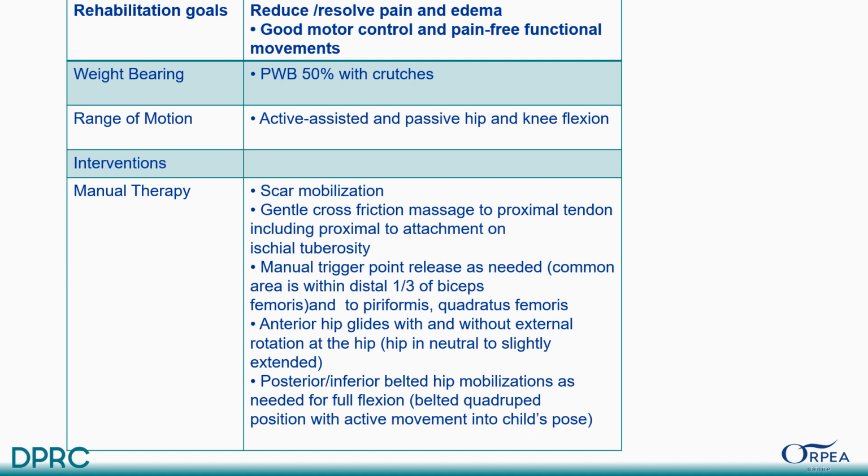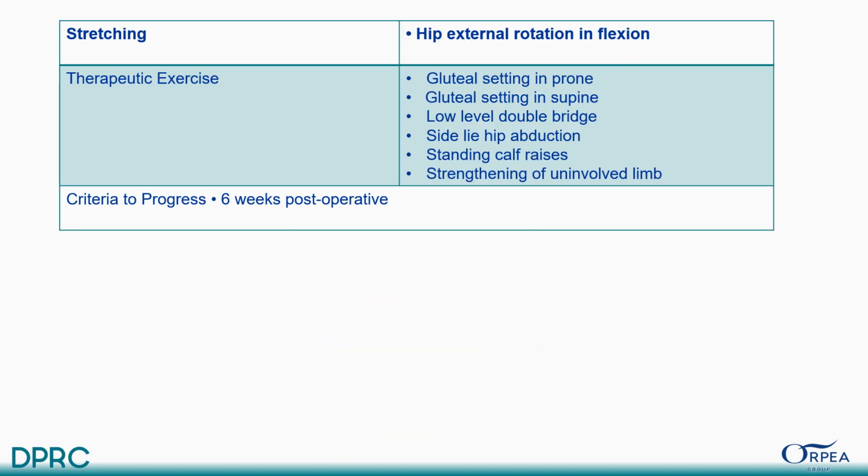Your manual therapy includes cross-frictional massage to the proximal tendon, including proximal to the attachment of the ischial tuberosity, trigger point releases to the hamstring muscles, anterior hip glides without external rotation, posterior or inferior belted hip mobilization as needed for full flexion. Stretching: hip external rotation and flexion. Therapeutic exercise: gluteal setting in prone, gluteal setting in supine, low level double bridge, side leg hip abduction, standing calf raise, and strengthening the involved limb. Criteria to progress: when you reach 6 weeks post-op.